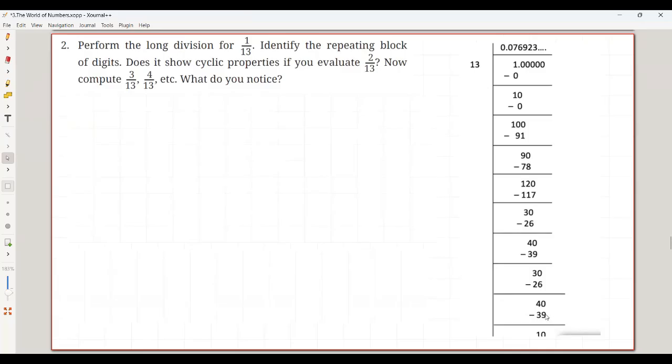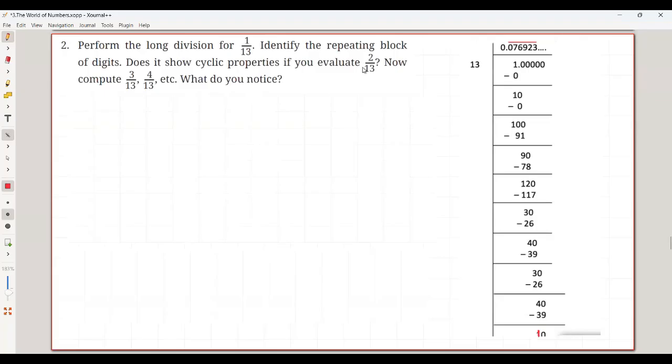After reaching here, we started with 1, and again here 1 is coming. 49 minus 39 is 1. So from here it is going to repeat. We started with 1, and again 1 is coming, so it's going to repeat. That means 076923 is going to be repeating. From this point it is going to repeat.